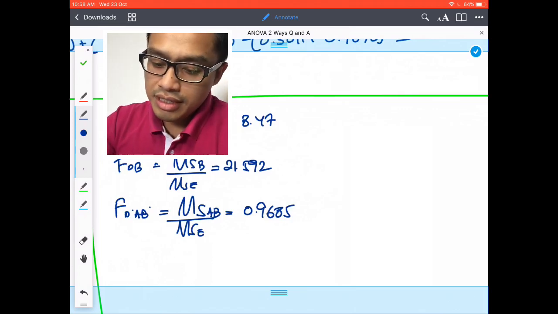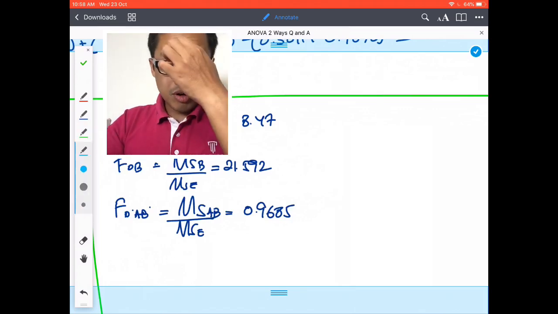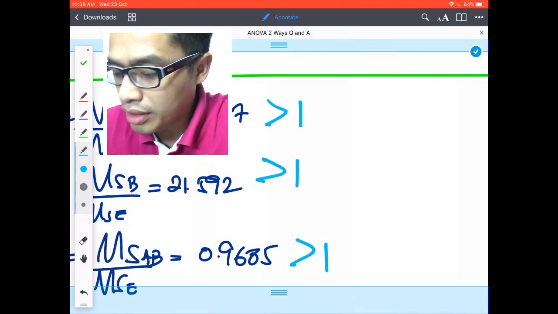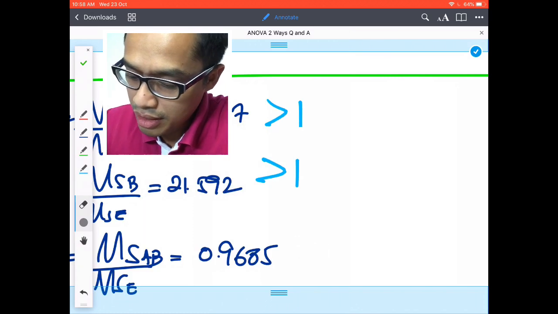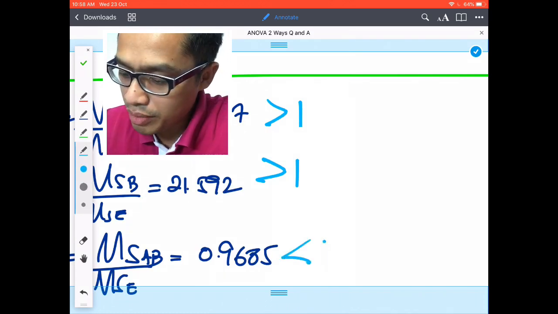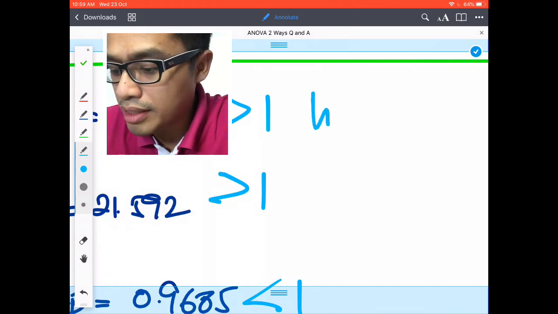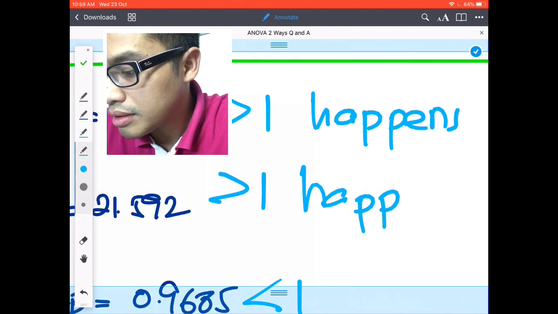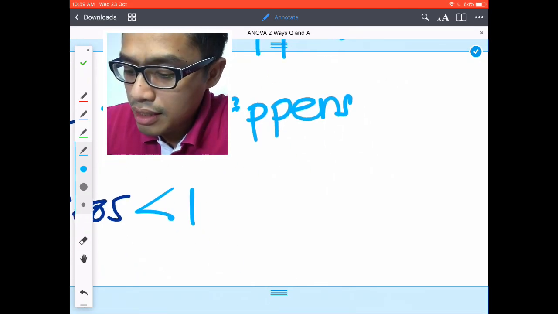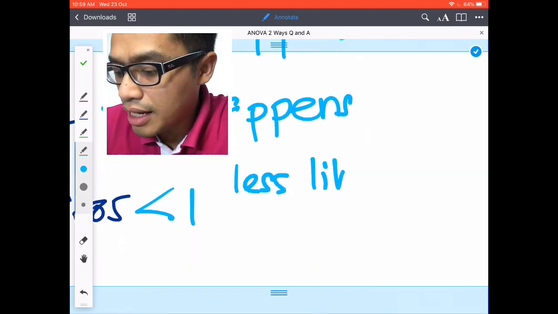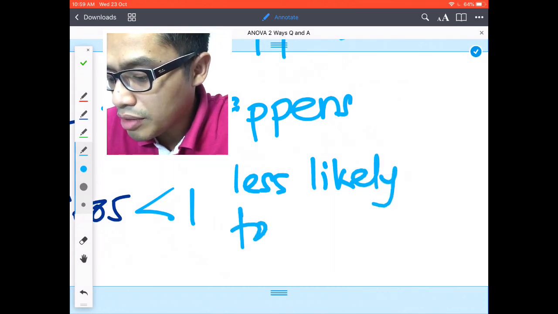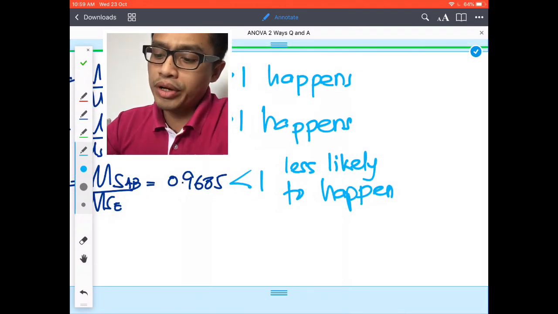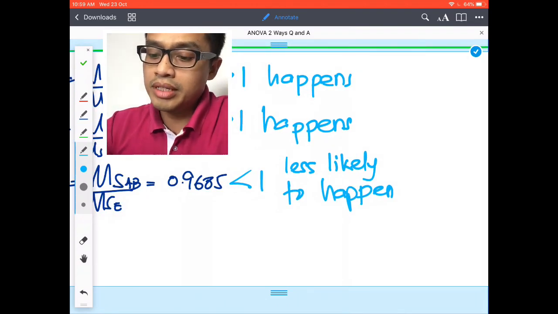Calculation done. Let's use light blue for comment. This one is more than one, more than, oh, sorry. Less than one. Therefore, it is less likely to happen. It's almost 1, but it's 0.9, right? So this number is less than 1.